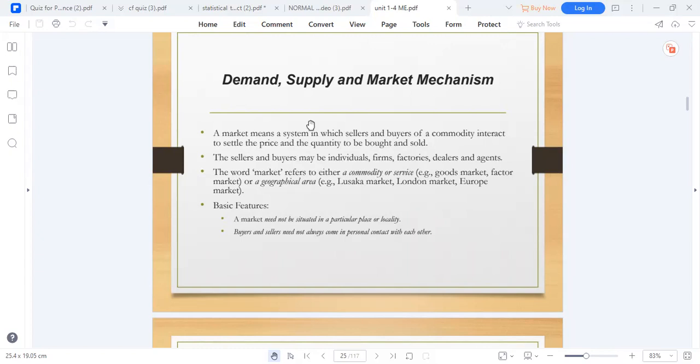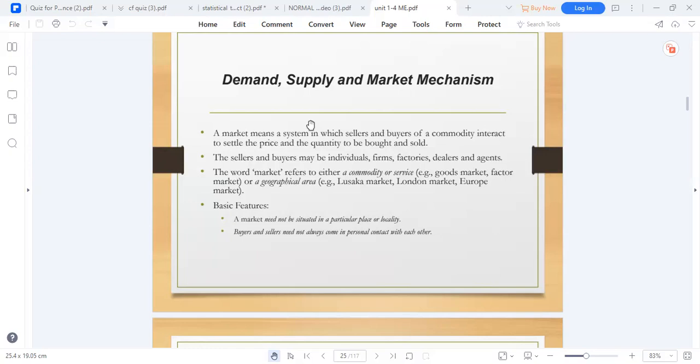So we have buyers, we have sellers, we have firms, we have factories, we have dealers, and we have agents. All these are key constituents of a market. And the commodities in this case would be the goods and services. And we have geographical areas, Lusaka and Ndola. These are important in the term market.